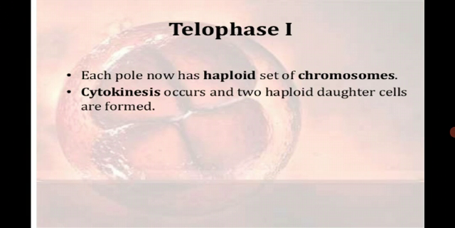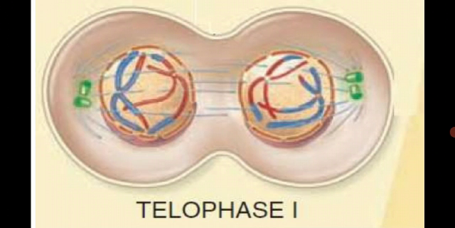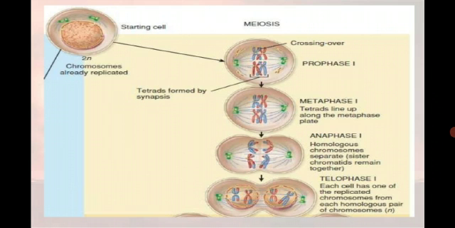The last phase of the meiosis I is the telophase I. Each pole now has the haploid number of chromosomes. Cytokinesis occurs and the two haploid daughter cells are formed, completing the meiosis I. This is the whole summary of the meiosis I process.